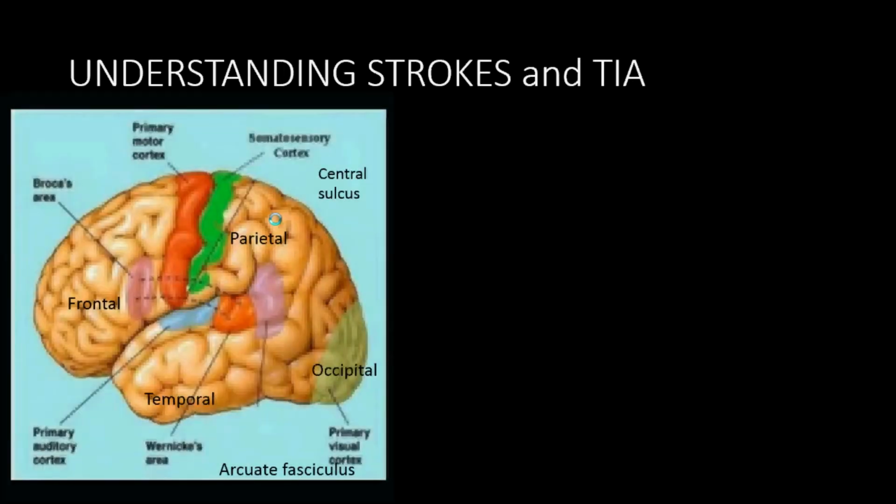So, coming to the anatomy of the brain, we have four different lobes here. We have the frontal lobe, which is associated with personality and social behavior and understanding. We have the parietal lobe, which is associated with motor and sensory movements. We have the temporal lobe associated with hearing, and the occipital lobe, which is associated with vision.